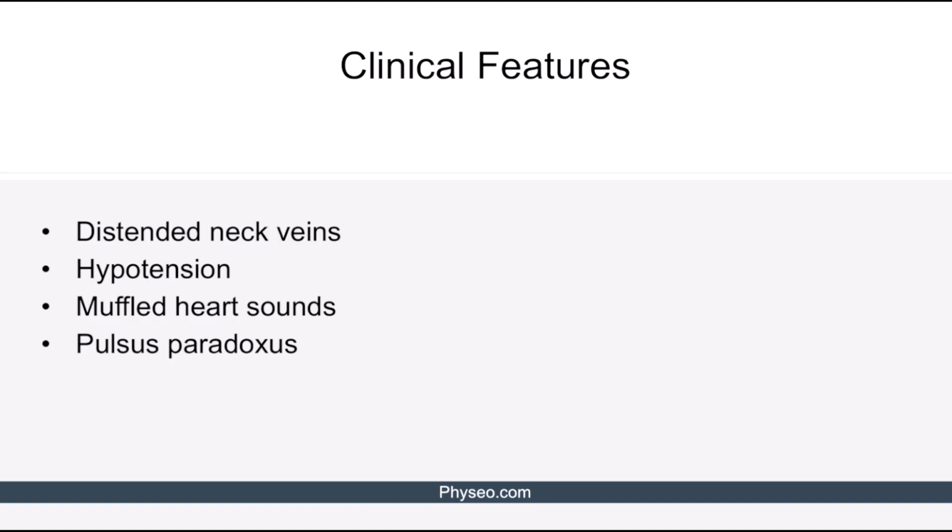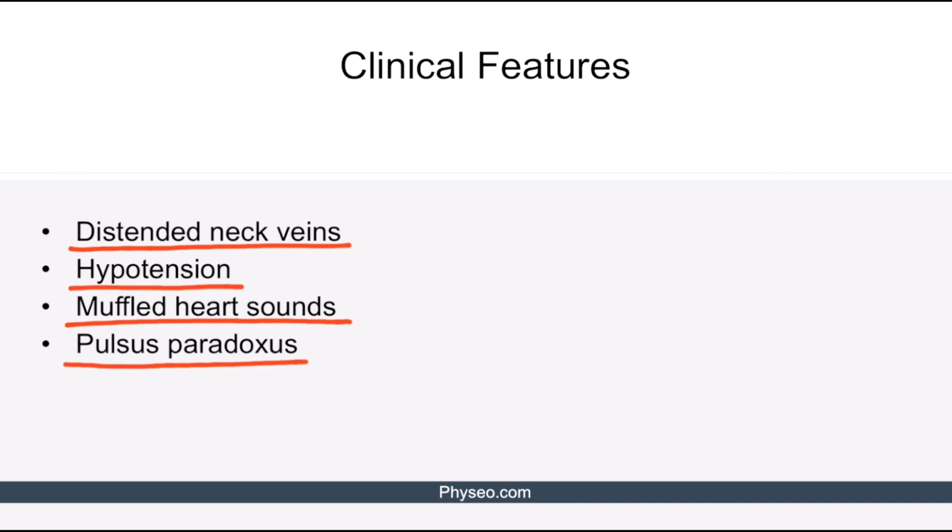Now, the clinical features of cardiac tamponade include distended neck veins, hypotension, and muffled heart sounds, as well as pulsus paradoxus. And the neck veins become distended because the compressed heart cannot fully fill with blood, and that causes a backup of blood into the superior vena cava and other veins in the neck, and that creates this engorged or distended appearance.